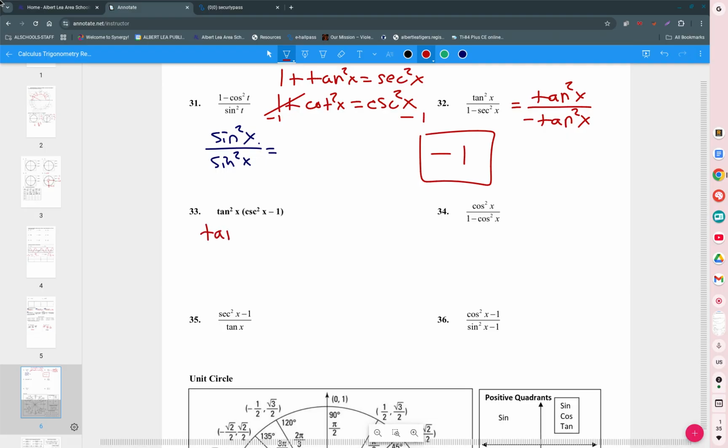So I have tangent squared of x times cotangent squared of x. What is the relationship between tangent and cotangent? They're inverse of each other. And what happens if we multiply two reciprocals? You get 1. Go ahead, do 34, 35, and 36. Try them out. You see the Pythagorean identities? Work through them, see what you get. Go ahead, take a couple minutes.